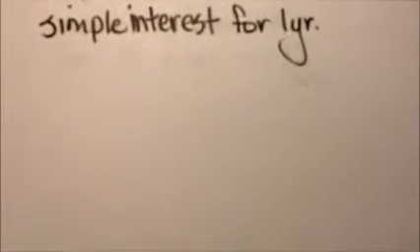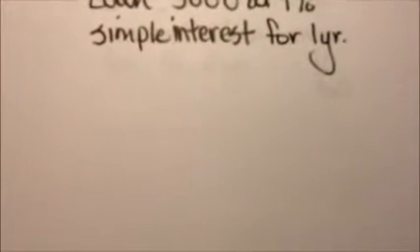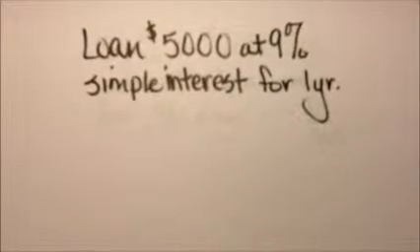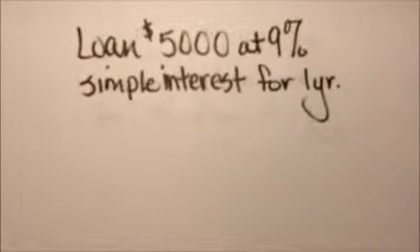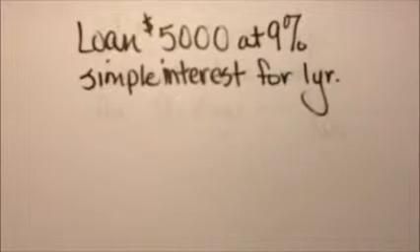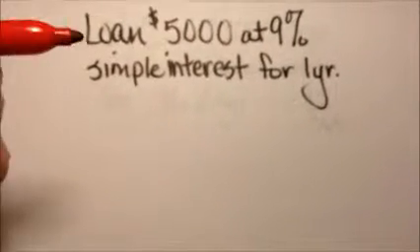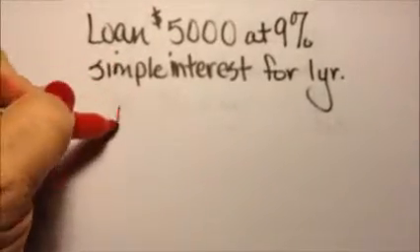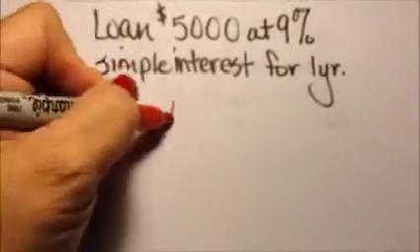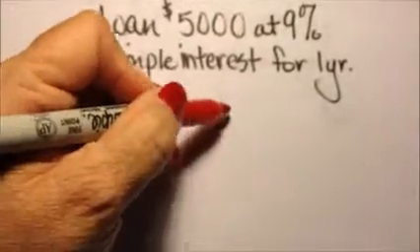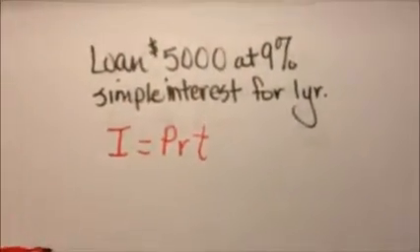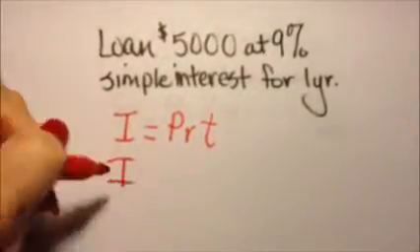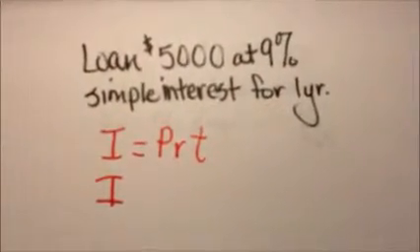Alright, let's take a look at this first problem. It says, we're going to go to the bank and we're going to get a loan. It's a high interest rate here at 9%. Simple interest for 1 year. Okay, so basically I have interest equals principal times rate times time. Alright, so all I do is convert those things. I want to know how much I'm going to pay back.